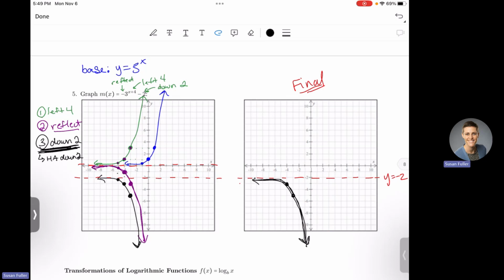All right, and that is transforming exponential graphs. So again, lean on your previous training from the graph transformations. You've got this. Let me know if you have any questions.